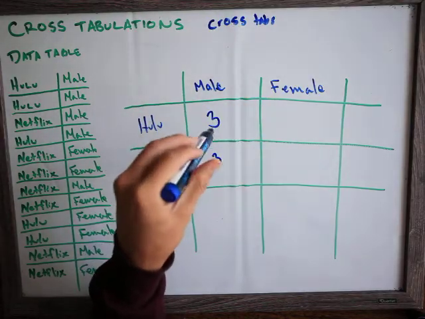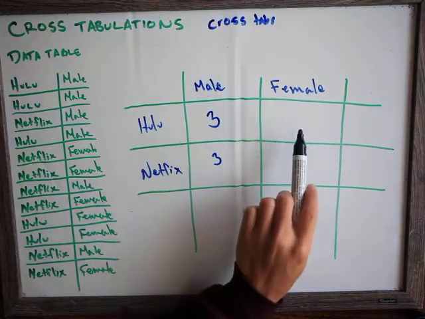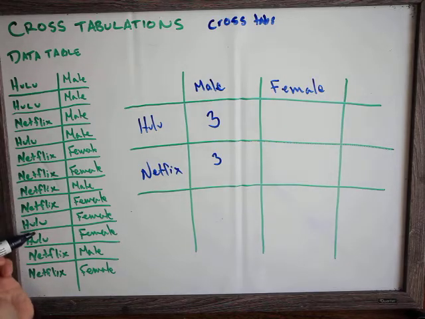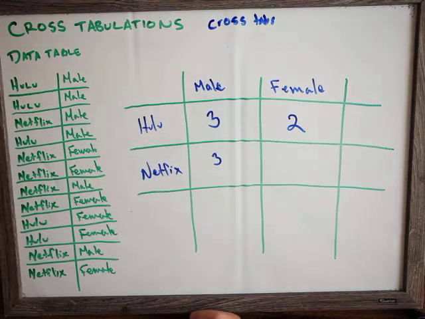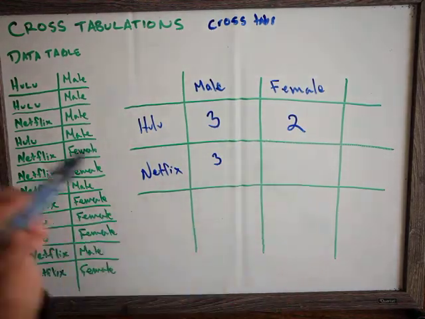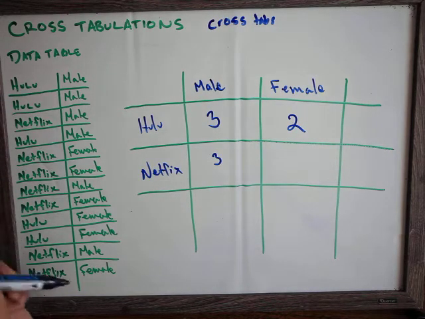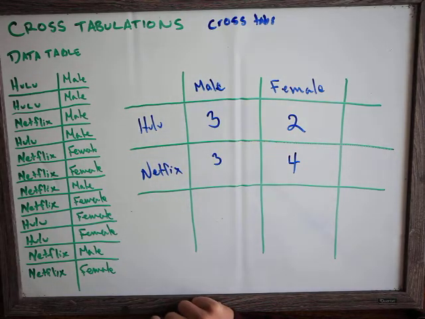That finishes the male cells. Now let's go to the female cells. Let's look for how many females prefer Hulu. 1, 2. So 2 females prefer Hulu. Let's see how many females prefer Netflix. That's the last cell. 1, 2, 3, 4. So there are 4 females who prefer Netflix.